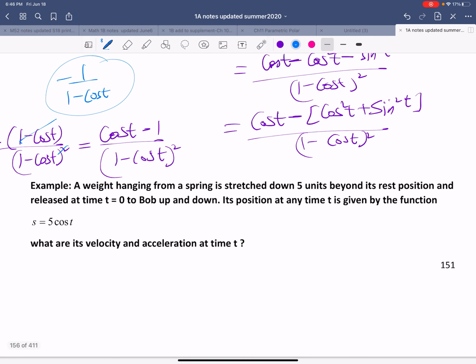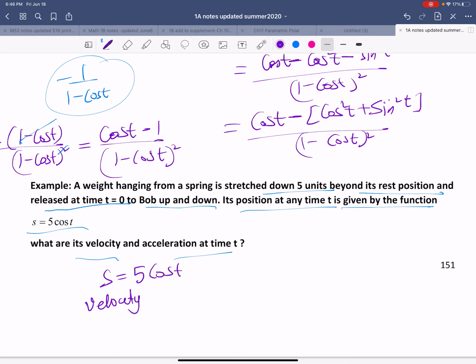A weight hanging from a spring is stretched down 5 units beyond its rest position, released at time t equal to 0 to bob up and down. Its position at any time t is given by the function s is equal to 5 cosine t. What's the velocity and acceleration at time t? Okay, so because we know the position function, velocity v is going to be ds dt, which is the derivative of 5 cosine t. That's going to be negative 5 sine t.